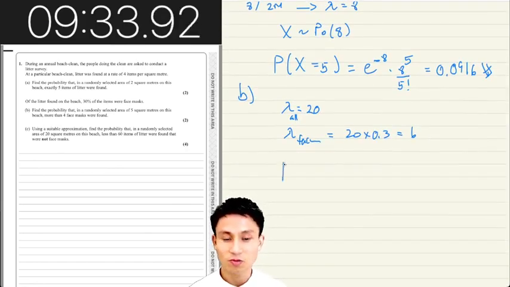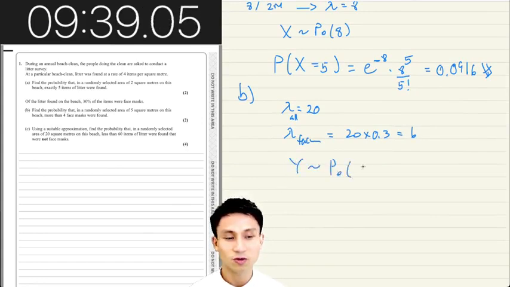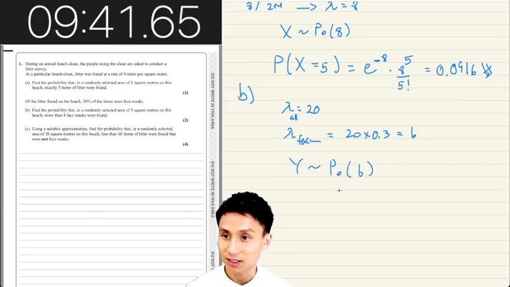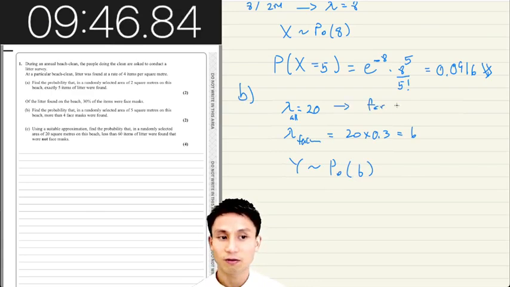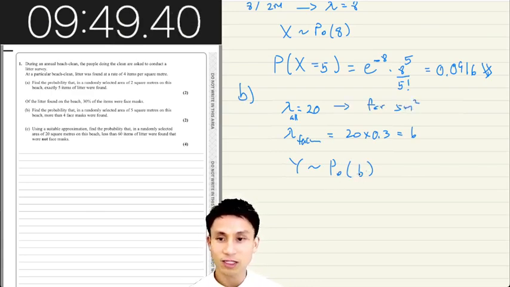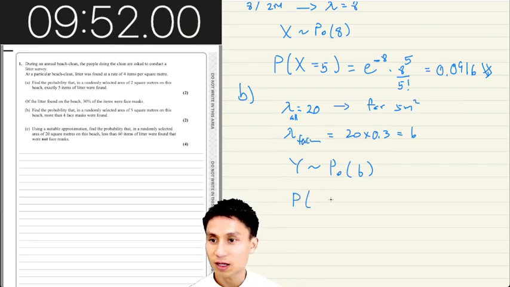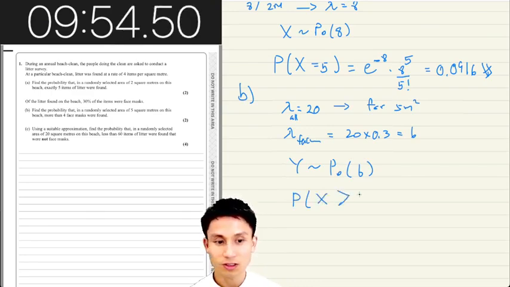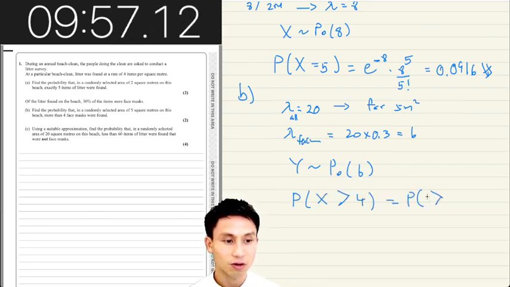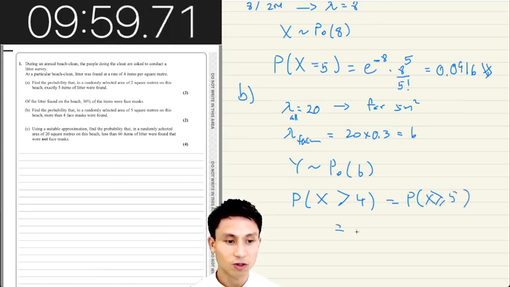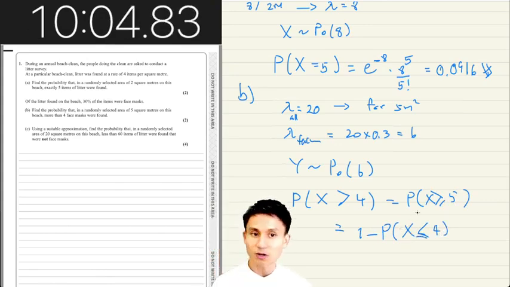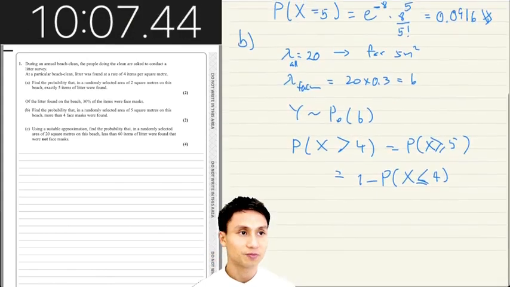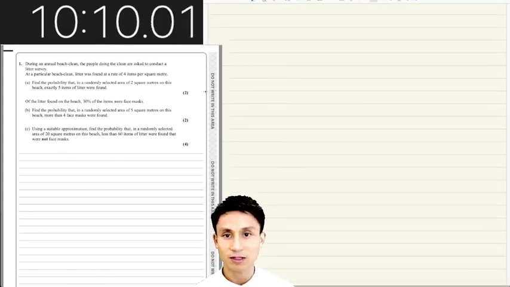So here we're going to do Y, yeah? So instead of X, we're going to do Y, Poisson, and then lambda being 6 instead, okay? And this is for 5 square meters already, so we're going to use 6 here. And that would just be P of more than 4, which is the same as P greater than or equal to 5. So that would be 1 minus P(X less than or equal to 4), because you've got to make it an equal sign in order to find it in the table. All right, so just got to be careful with that.